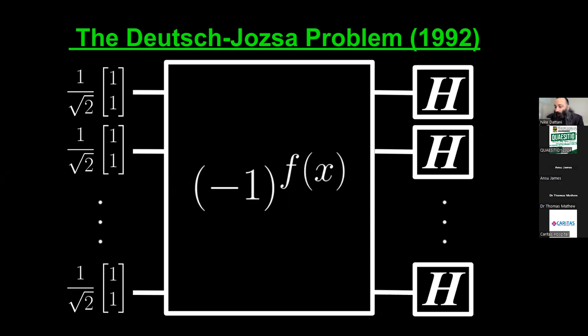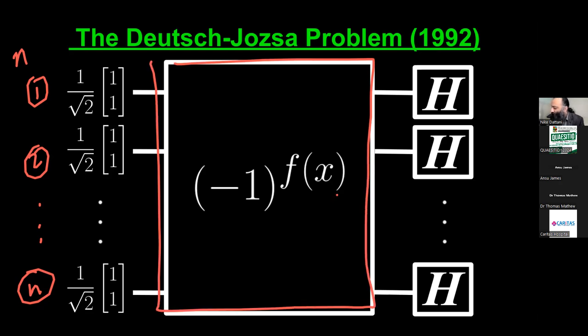For the Deutsch-Jozsa problem, we're going to do something similar. We're going to have n qubits: 1, 2, 3, up to n. Each of these qubits is going to be in a superposition of 0 and 1. 50% 0, 50% 1. It's a little bit of both. And it's going to go through and we're going to evaluate the function f of x one time.